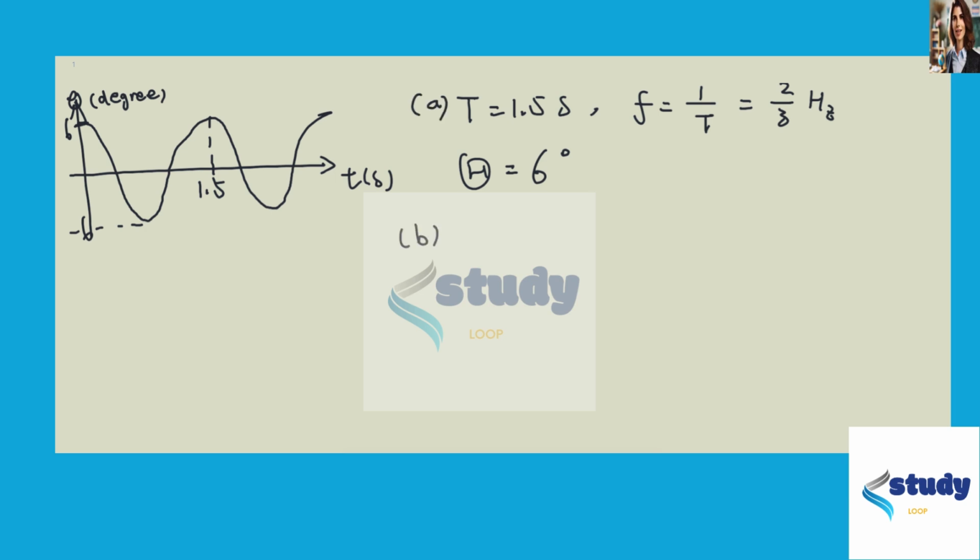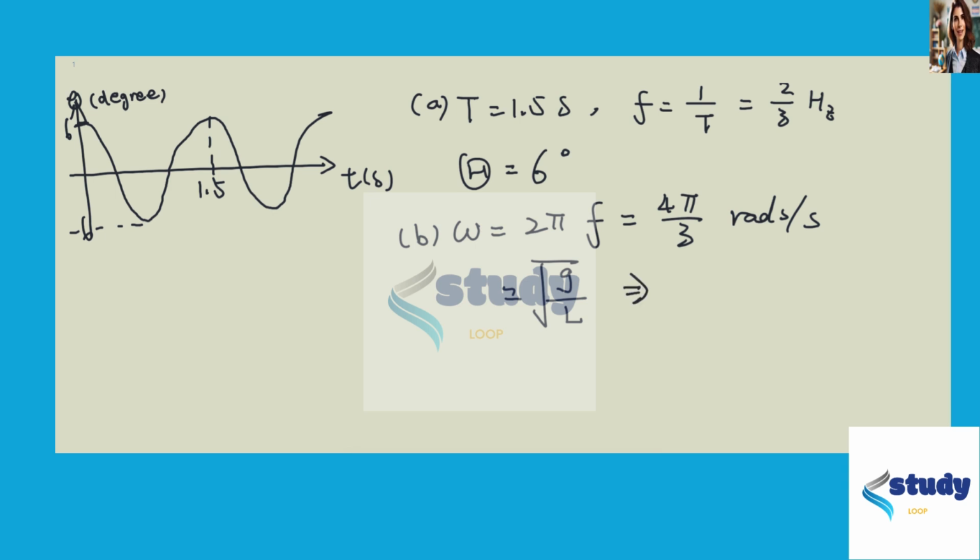For question B, we need to first find what's the angular frequency. So omega equal to 2 pi frequency, right? Is 4 pi over 3 radians per second. That's the angular frequency. And it's equal to square root gravitational acceleration over the length.